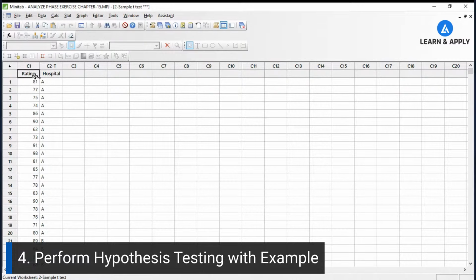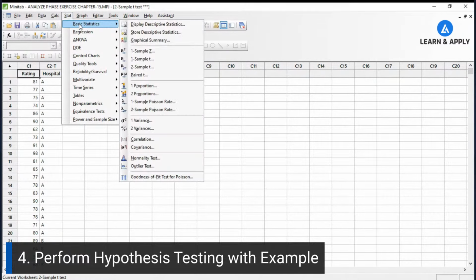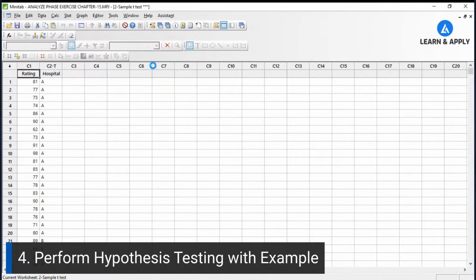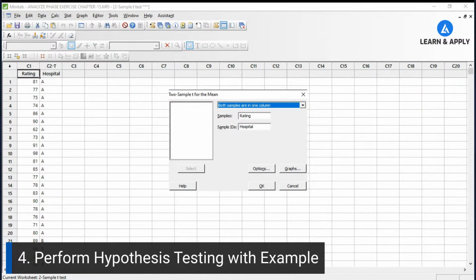As we are going to compare the means of two samples, we are going to use the two-sample t-test. So go to Basic Statistics, and after that we need to select this option, two-sample t-test. You can read there: determine whether the mean differs significantly between two groups. So select this option. After that, there are three options we can get.